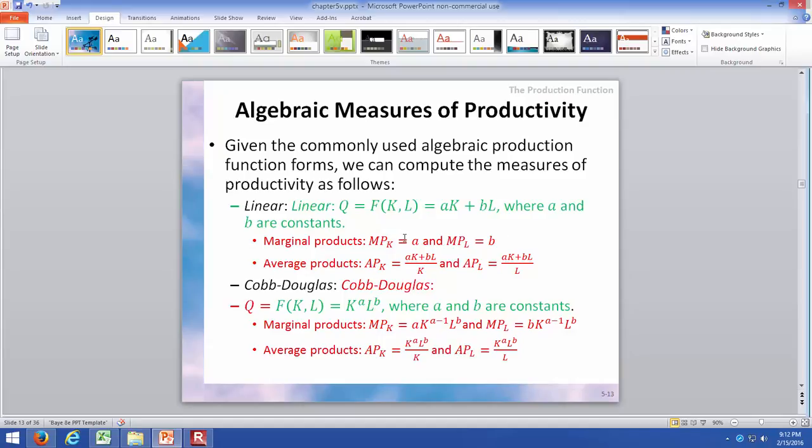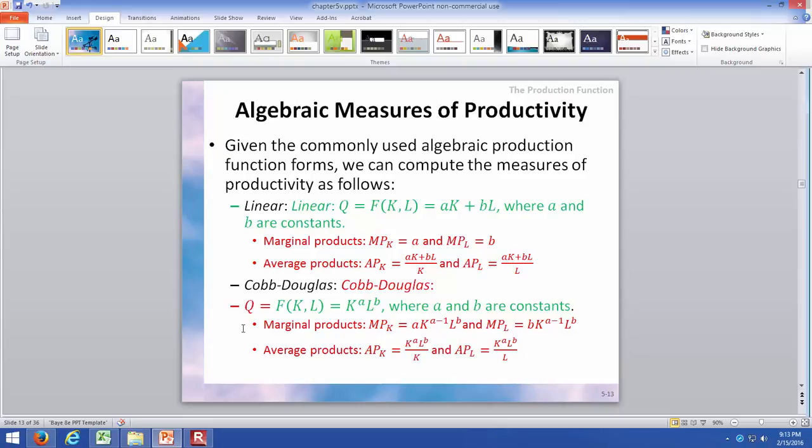So marginal product of capital is given by dQ divided by dK, and that gives you A, and the marginal product of labor is given by dQ divided by dL, that gives you B. And what about the average product? All that we are doing here is taking the production function and dividing it by the capital, and the average product of labor is again dividing by the labor.